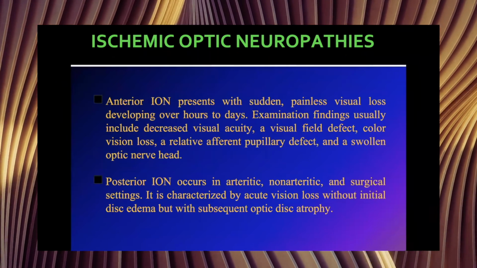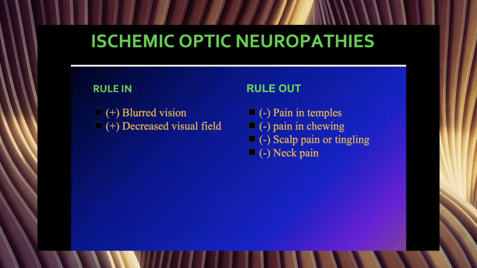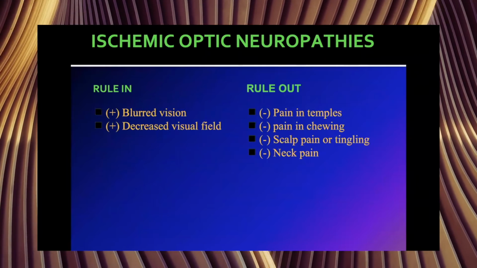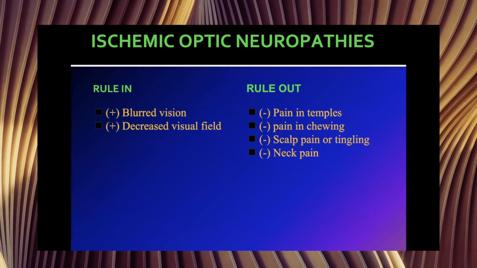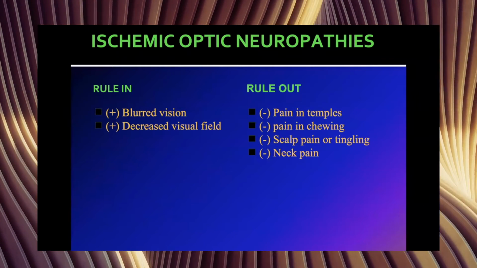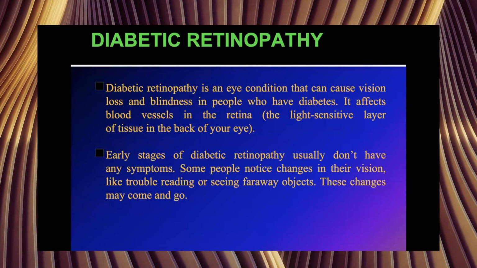Next, the rulings and rule-outs for our condition ischemic optic neuropathy is, the rulings are blurred vision, decreased visual field, and the rule-outs are, there is no pain in the temples of the patient, no pain in chewing, scalp pain or tingling sensations are absent, there is no neck pain also seen in our patient.